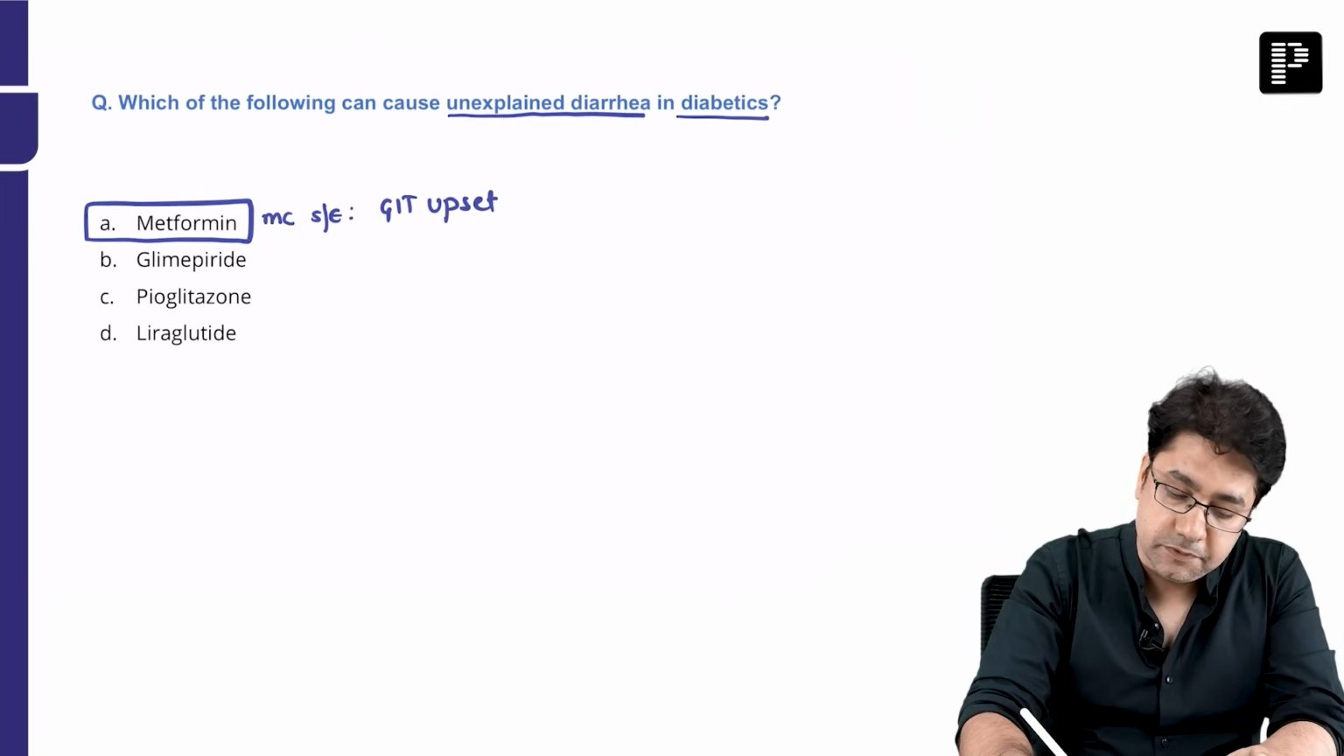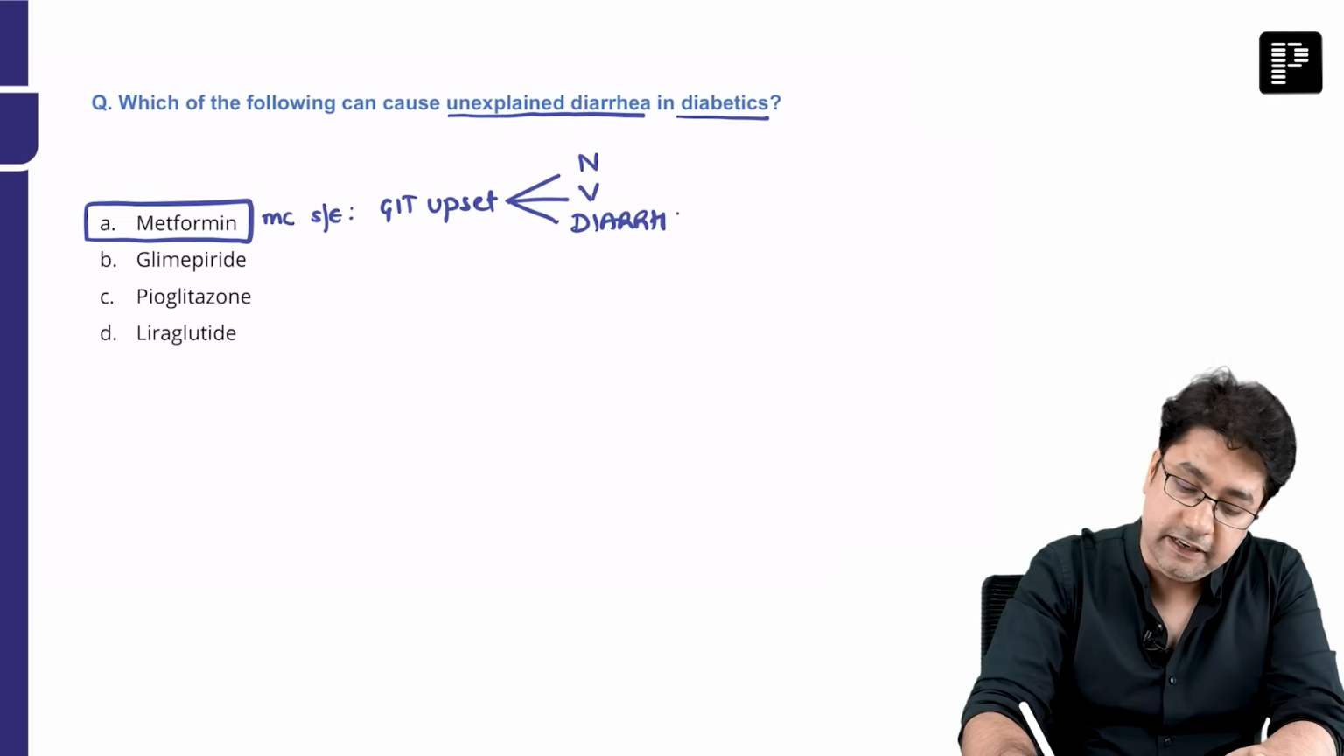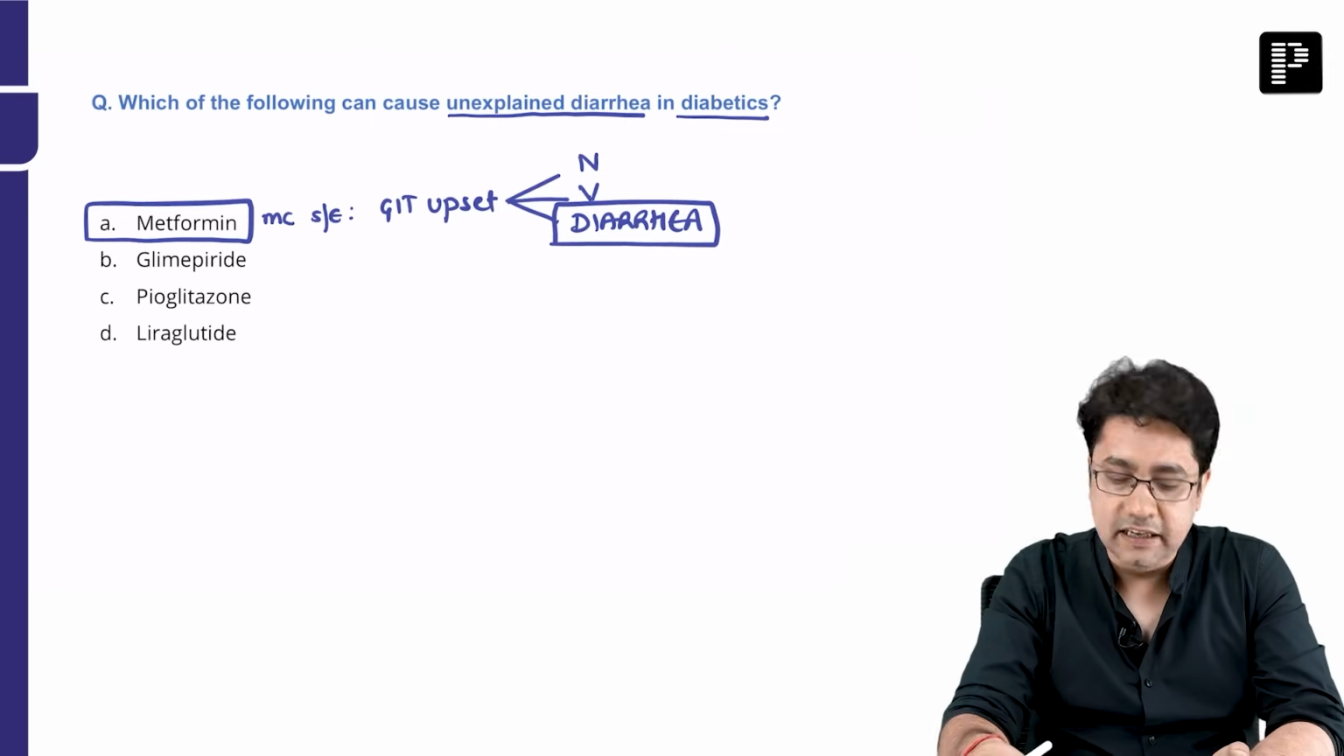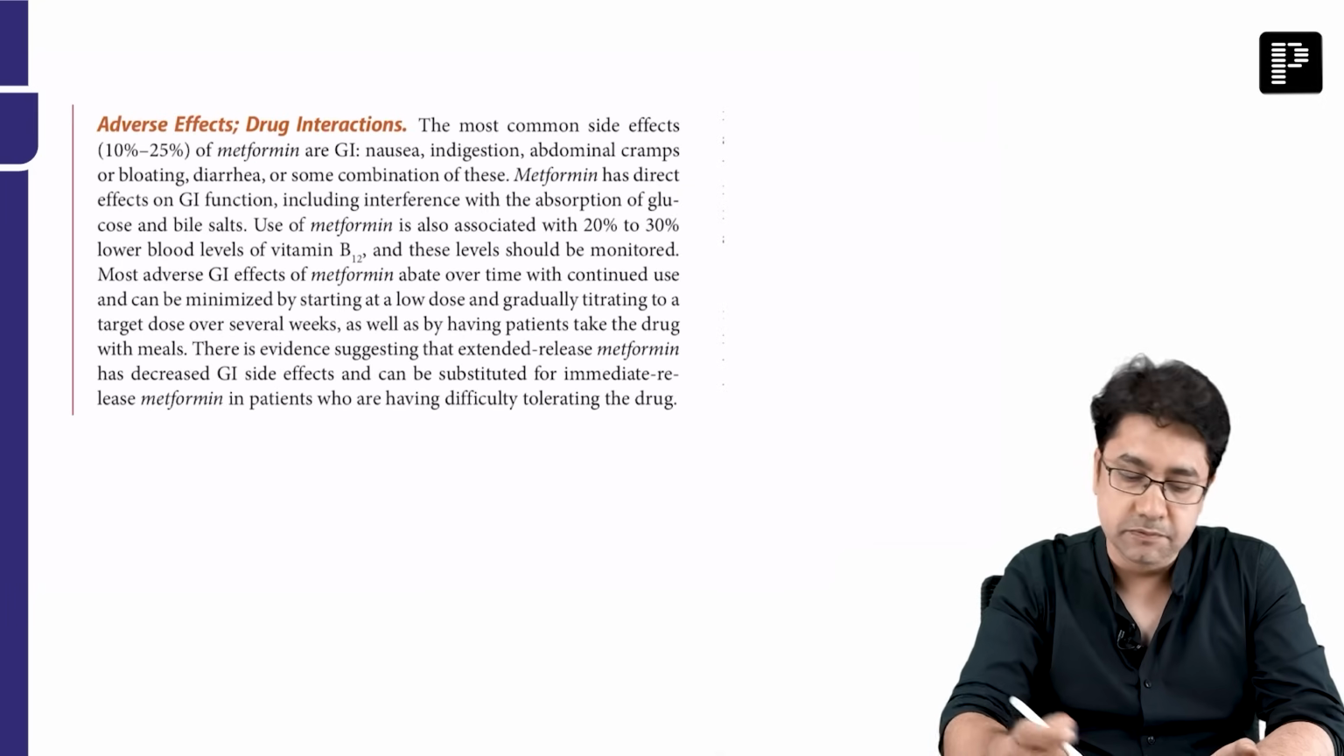And in GIT upset, it causes nausea, vomiting, and prolonged episodes of diarrhea, which is the most common side effect of metformin. Now, why does metformin cause unexplained diarrhea? Let's see what our books mention.